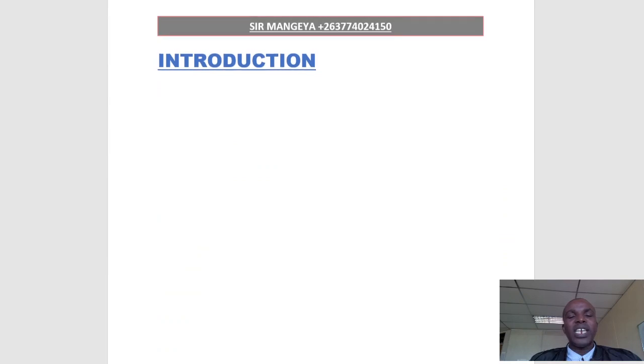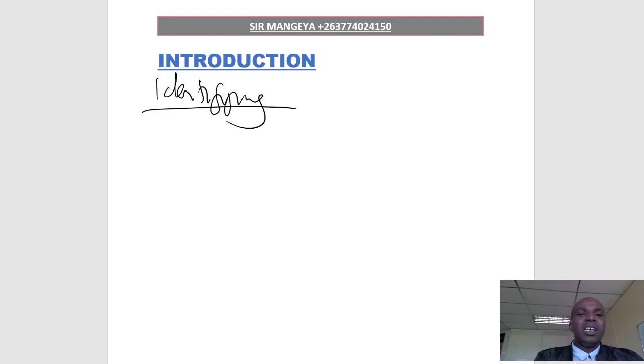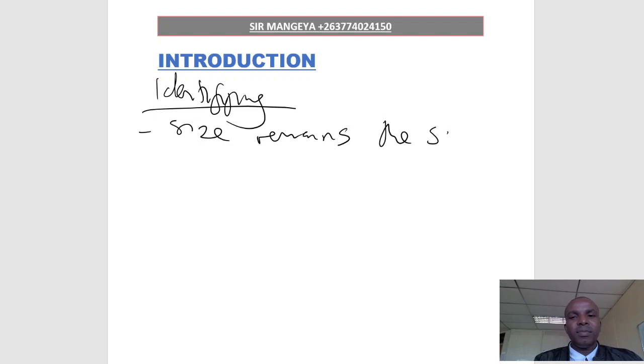First part, introduction. What is a translation? First thing, you have to know how to identify a translation and how to describe a translation. Then the first part, identifying a translation. Number one, you check on the size. Size remains the same. Number two, direction remains the same.